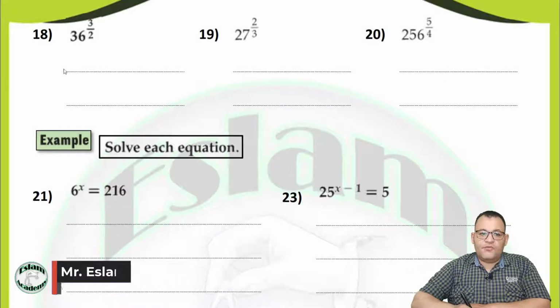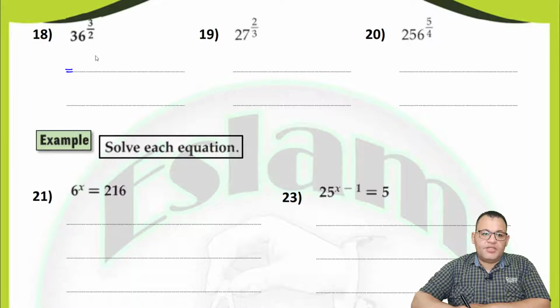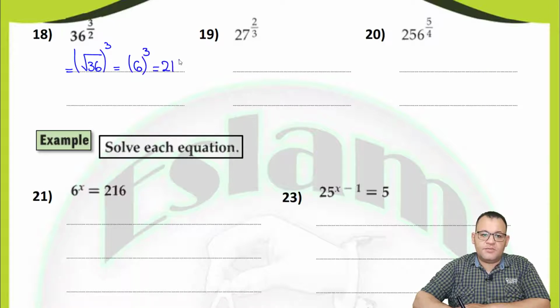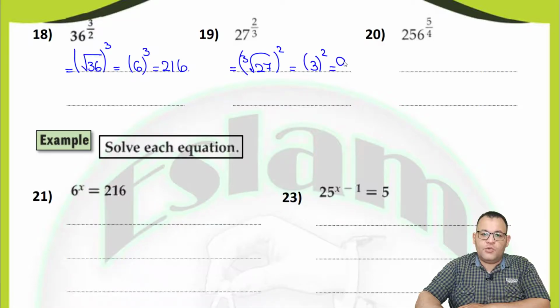36 to the power 3 over 2. So it will be 2 at the denominator, it means the square root of 36. 3 at the numerator, it means raised to the power 3. So the answer now, the square root of 36, which equals 6, to the power 3, which equals 216. 27 to the power 2 over 3. So it will be the cubic root of 27 all raised to the power 2. The cubic root of 27 equals 3, to the power 2, which equals 9.